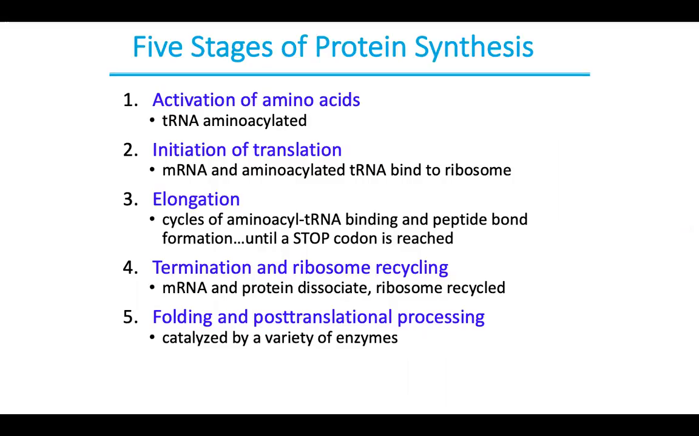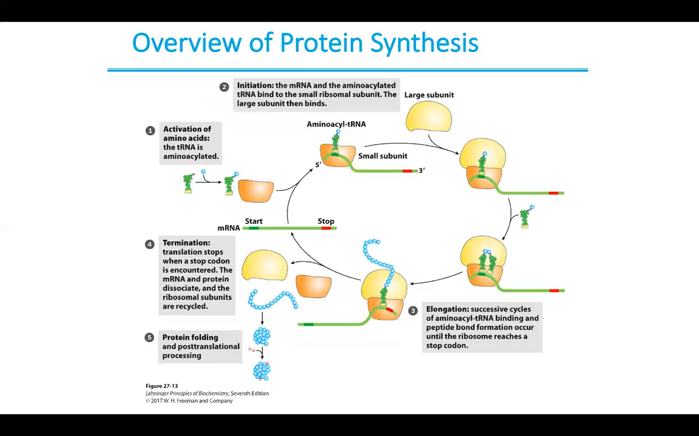Now let's move on to the stages of protein synthesis. The stages of protein synthesis are classically divided into three, just like in transcription: initiation, elongation, and termination. But there are actually five stages: activation of amino acids, initiation of translation, elongation, termination and ribosome cycling, and folding and post-translational processing. But the classic stages are initiation, elongation, and termination, just like in transcription. So that is a valid similarity between translation and transcription.